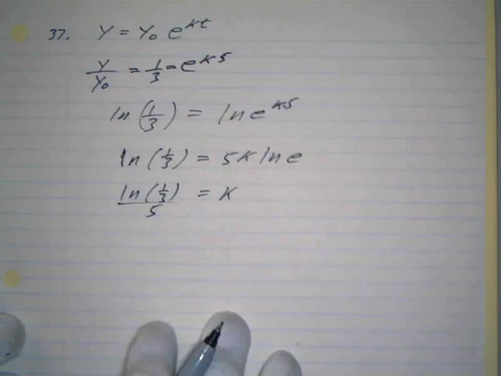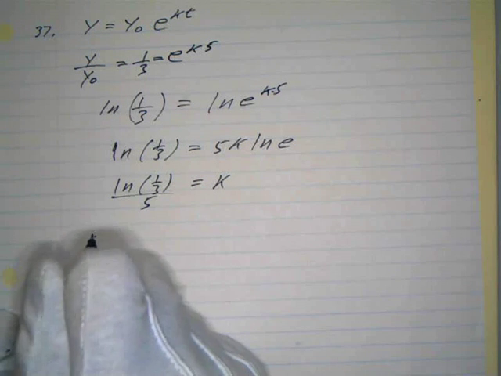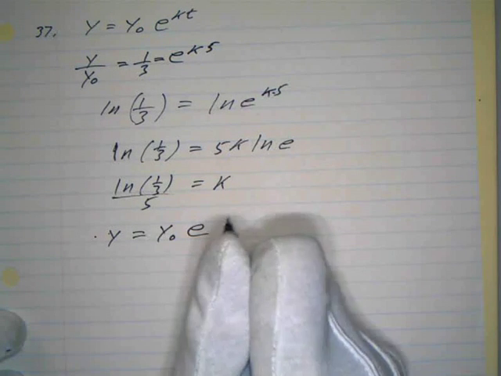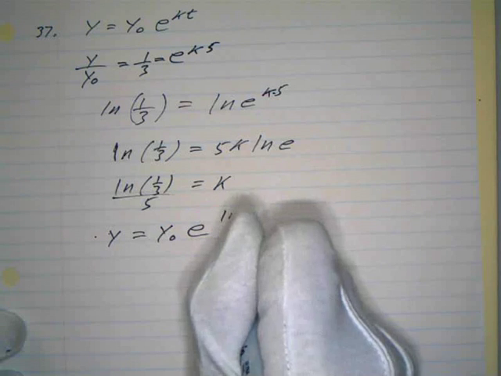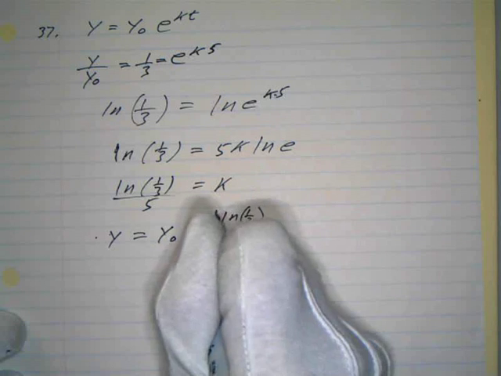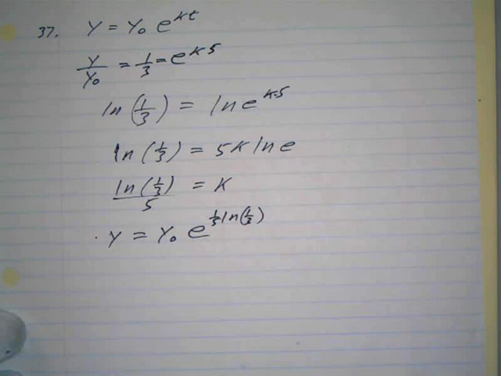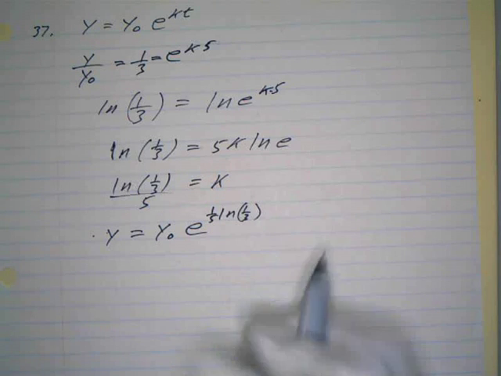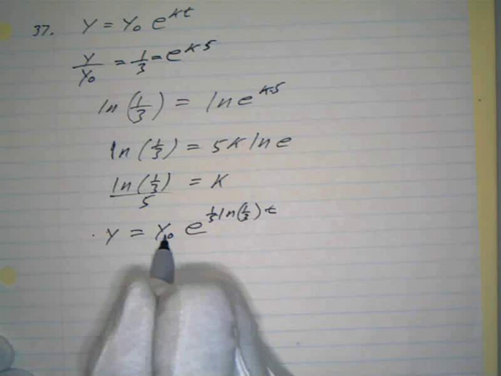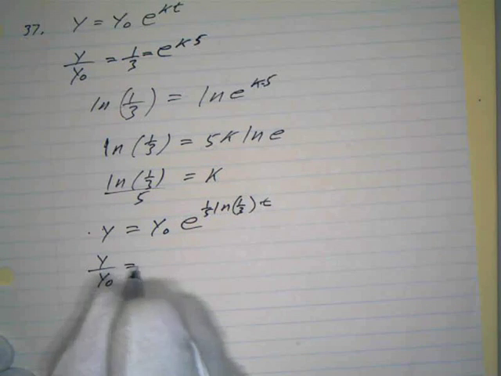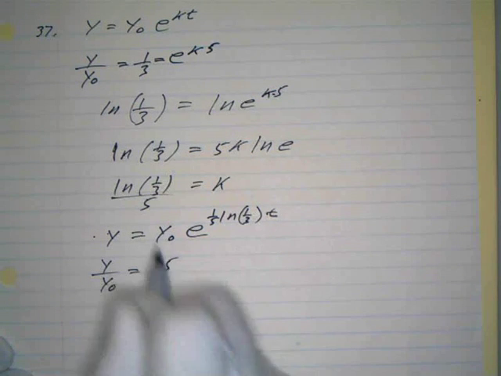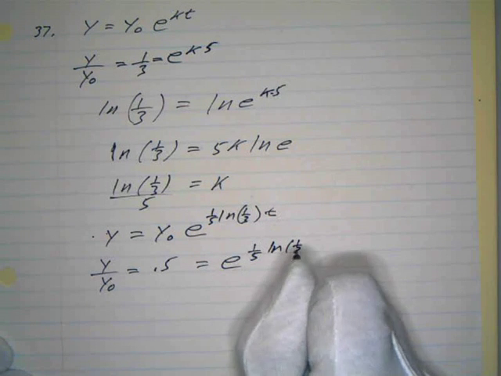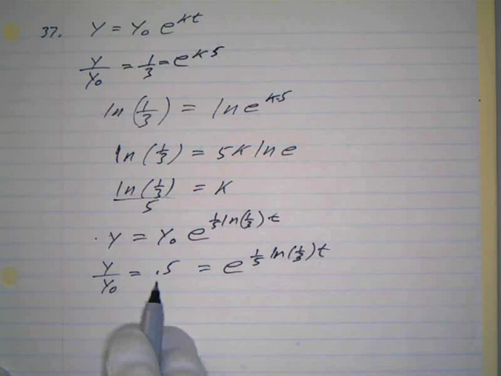Now we've got our k, so we can write a general form for this particular situation: y equals y sub 0 e to the kt. But what's k? K is the natural log of 1/3 divided by 5, or I can multiply by 1/5. It's a little bit easier to write like this. And now we want to know what the half-life of the substance is, so we want to find t. I forgot my t, sorry about that. We know that the ratio y over y sub 0 for the half-life is 0.5. So that equals e to the 1/5 natural log of 1/3 times t. This is my half-life technique.